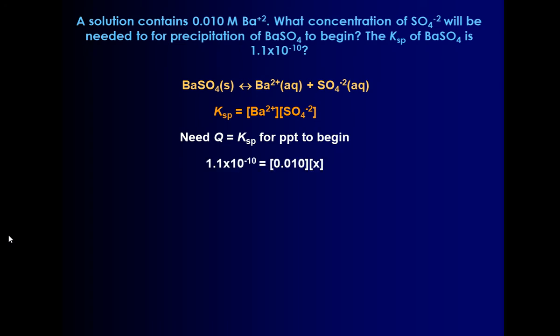So to figure out what sulfate's concentration would be, we would take the KSP value we were given and the concentration of barium and solve for sulfate, which we got to be 1.1 times 10 to the negative 8th. So anything greater than 1.1 times 10 to the negative 8th would be needed of sulfate for that precipitate to form.